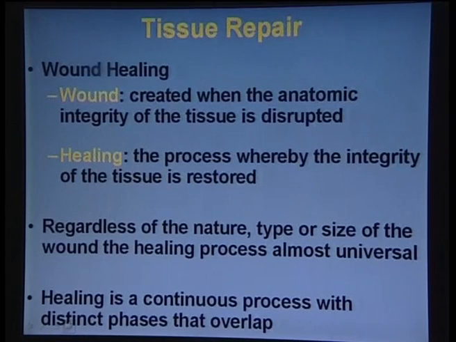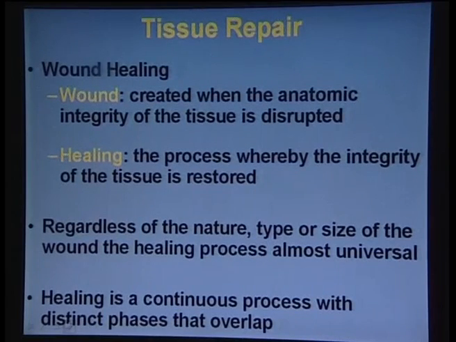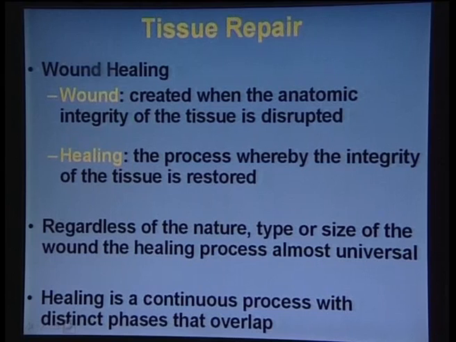Now, wound healing. What is the definition of a wound? A wound is created when the anatomic integrity of the tissue is disrupted. That is the fundamental definition, and a wound can be created at any place in the human body. Suppose you fall from a cycle or a motorbike, then you get a wound on the leg or knee. Locally, the anatomic integrity of the tissues is disrupted, and healing means the process whereby the integrity of the tissue is restored. You put some medicine there, or if it is a very severe accident, the entire tissue needs to be replaced by skin graft materials. That is called the healing process.